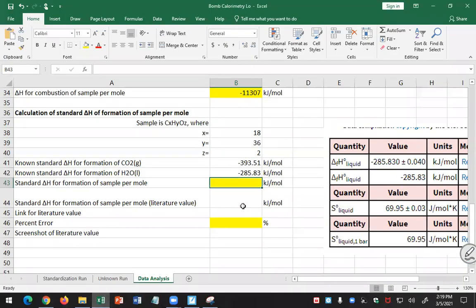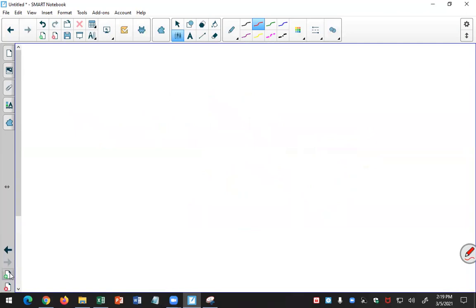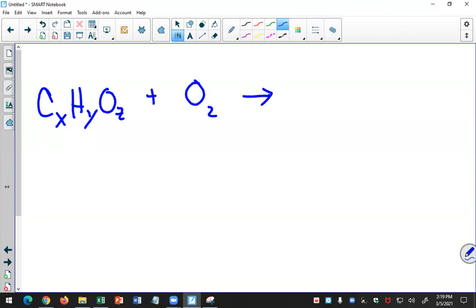So it's minus 285.83. This information right here, along with the delta H of combustion, will let you get the delta H formation of your sample. Why is that? Well, let's do it again. In general, if I have CxHyOz, and I react that with oxygen, what are my products for combustion?